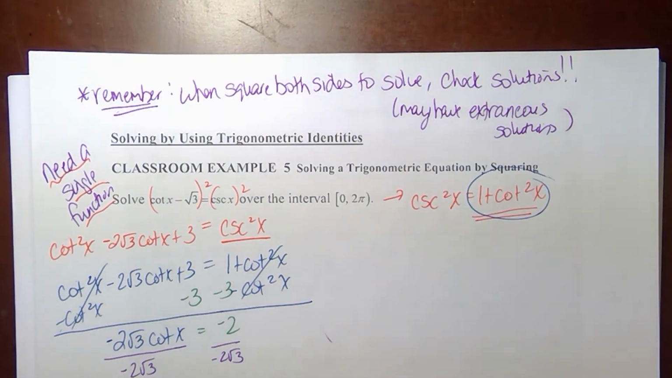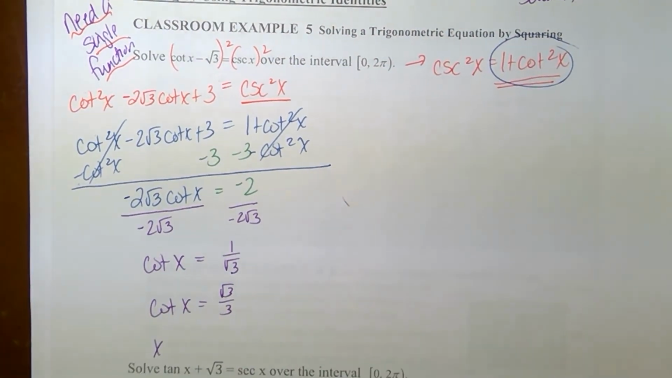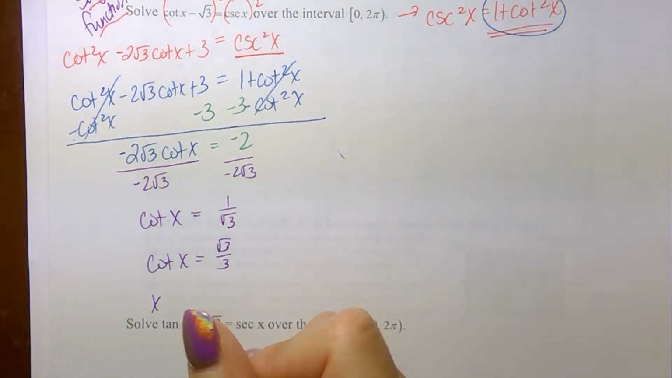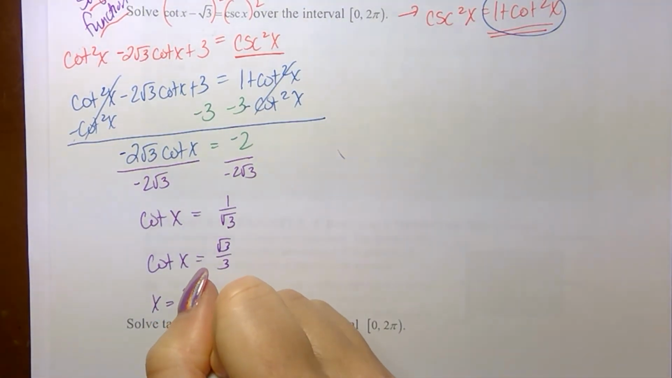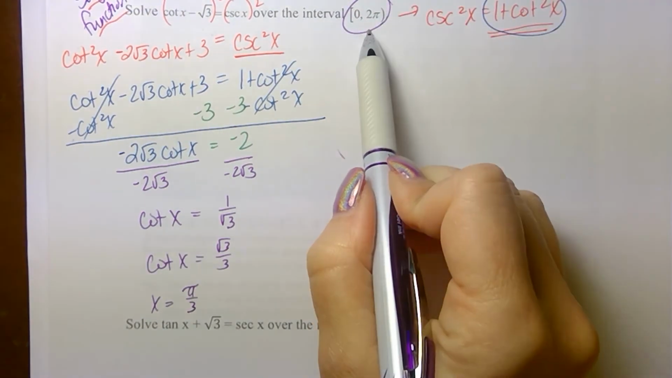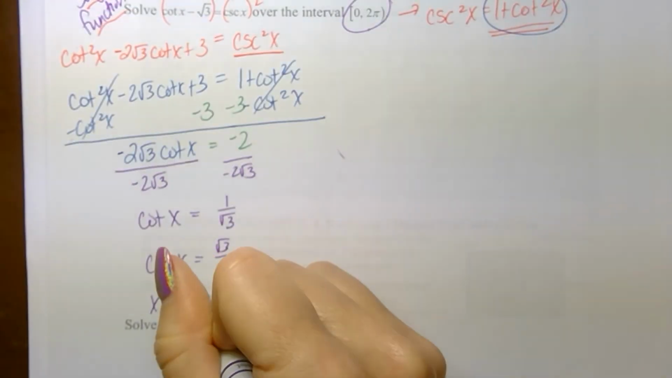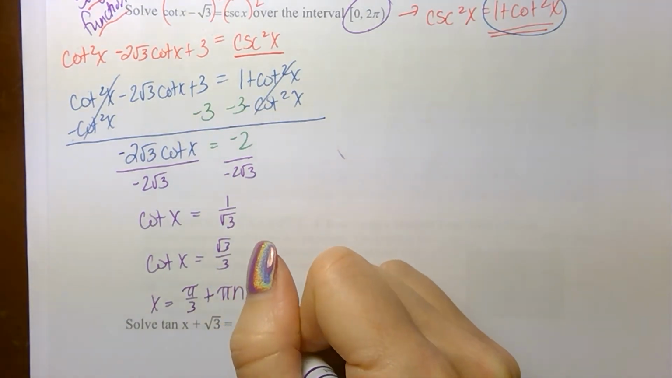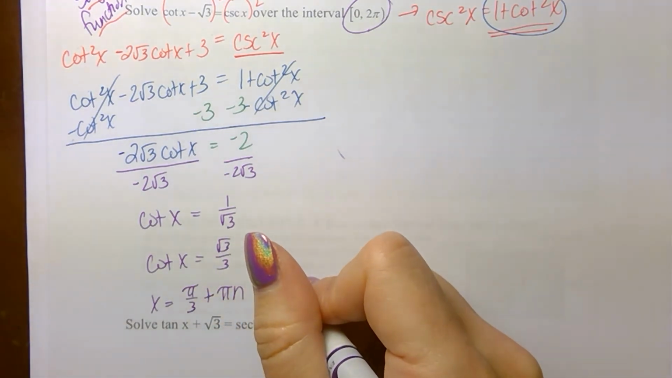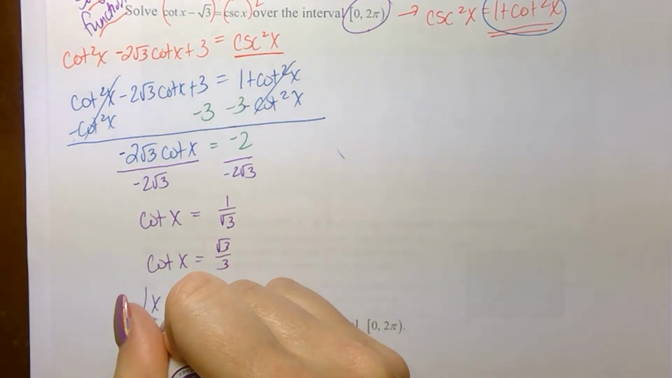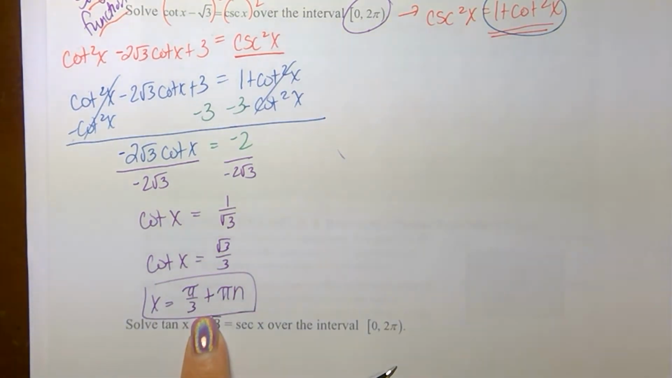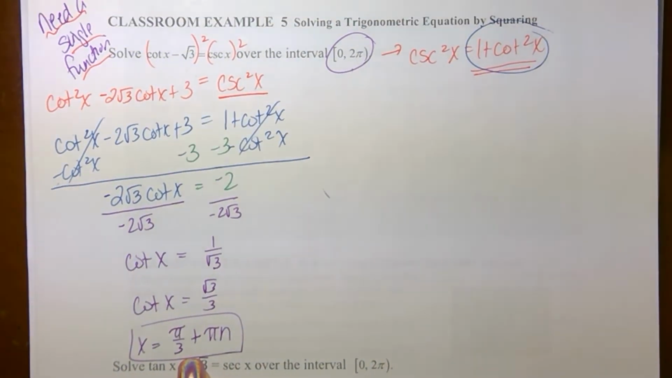At what angle x is my cotangent function value equal to square root 3 over 3? Well, that happens at pi thirds. And I know I'm in radians because my interval is in radians. That happens at pi thirds. So this is going to happen at pi thirds plus pi n for every integer n. That's my all solution set. That's where it's going to be true. So these are the values I'm going to need to check. Remember, we have to check.